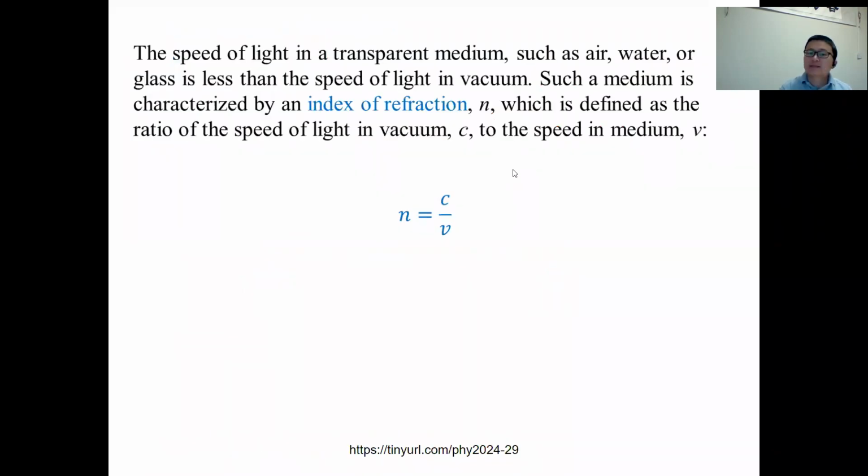When the light enters a medium, then its speed will be reduced by a factor called the index of refraction, small n, that equals the speed of light in vacuum divided by the speed of light in the medium. So c is the speed of light in vacuum, and v is the speed of light in the medium.